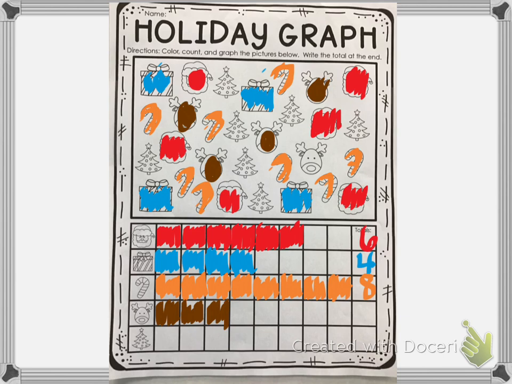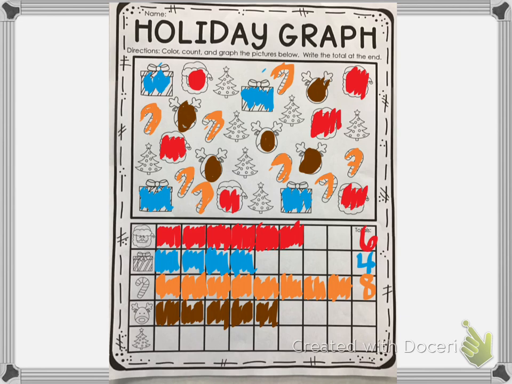I don't see another. Let me double check. I don't see any more. Oh, yeah, there's one. Yeah, friends, it is very important that when you're doing this, that you double check and make sure, check your work, check your counting, because if you miss one, it could mess up your graph. Okay, let's double check and see how many reindeer we have in the picture.